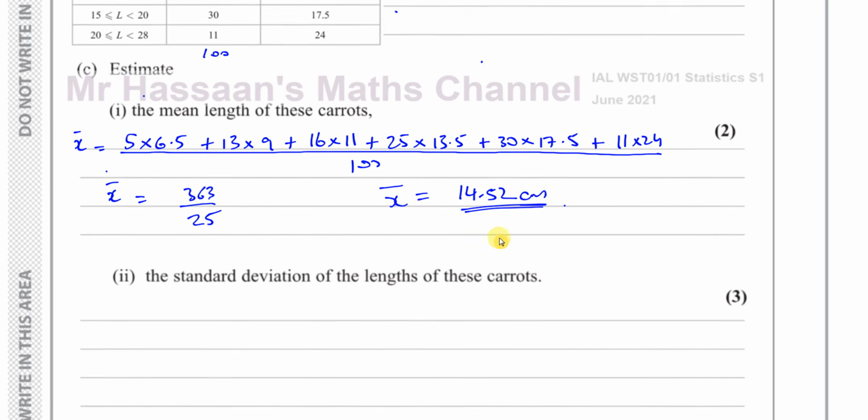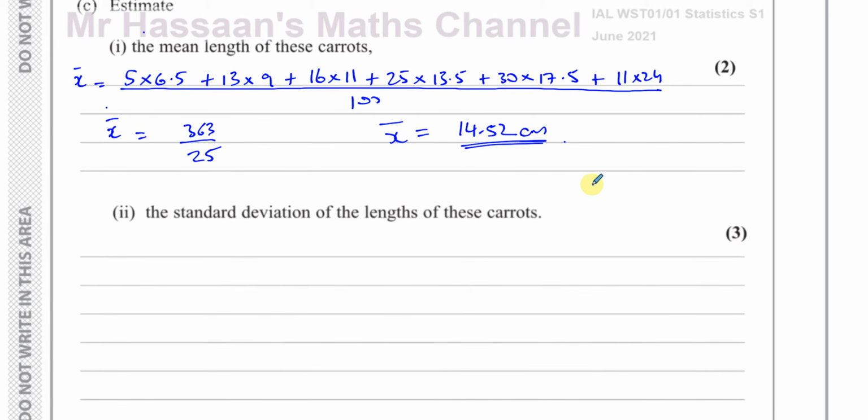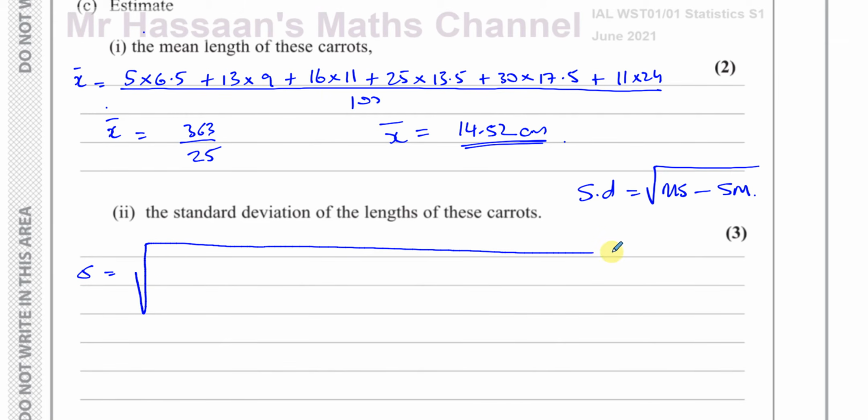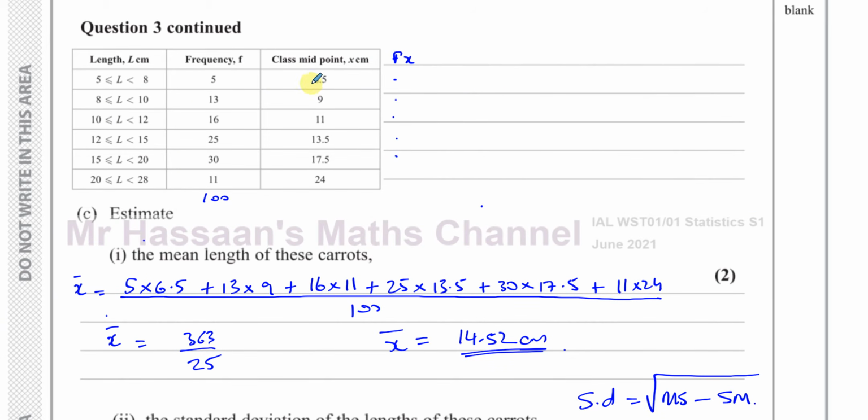And then it says find the standard deviation. Now the standard deviation is basically the square root of the variance, which is the mean of the squares minus the square of the mean. Okay, so we've got to find the standard deviation, which is given by sigma, is equal to the square root of. Now the mean of the squares is basically where you square each of these mid-interval values and you multiply by the frequencies and then you divide by 100.